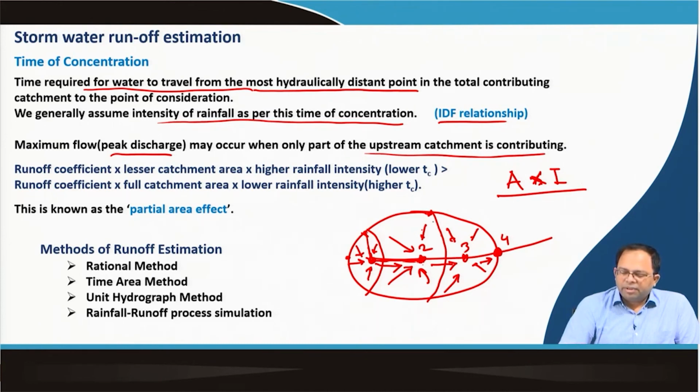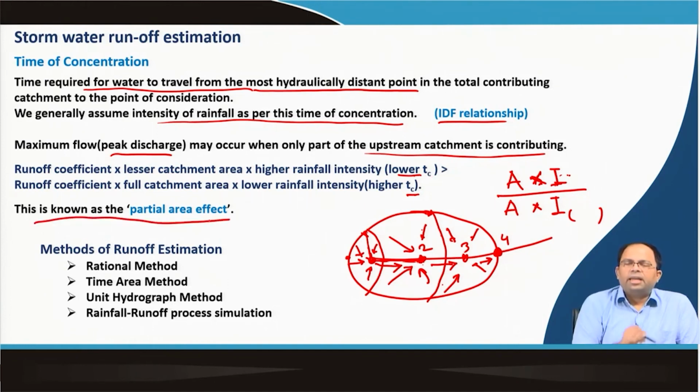So, both are important, area and intensity. If the entire area is considered, it may take a certain amount of time, and at that point of time the intensity may be some value. But if I take a smaller area, the area is less, but the intensity is higher because the time of concentration would be less. So, runoff coefficient into lesser catchment area into higher rainfall intensity could be greater than runoff coefficient into full catchment area into lower rainfall intensity, which corresponds to the higher time of concentration, whereas this one is the lower time of concentration. So, this could also happen. This is called the partial area effect.